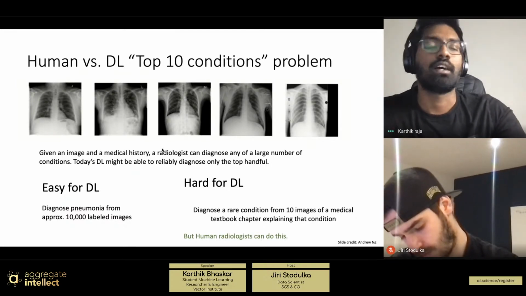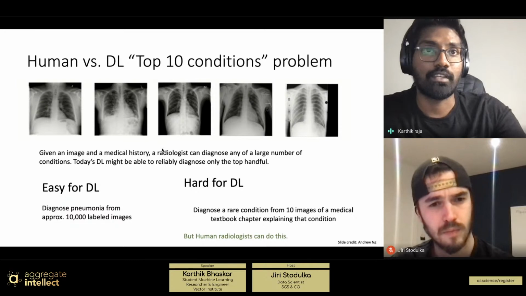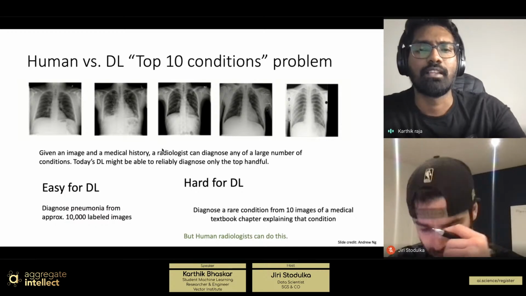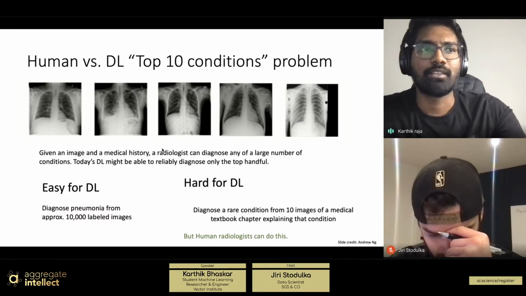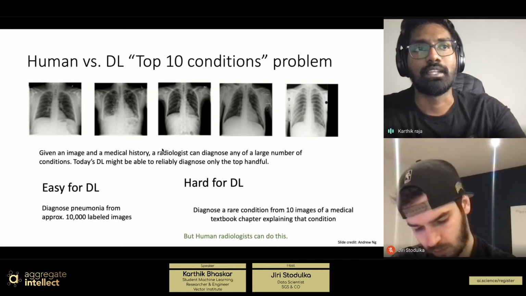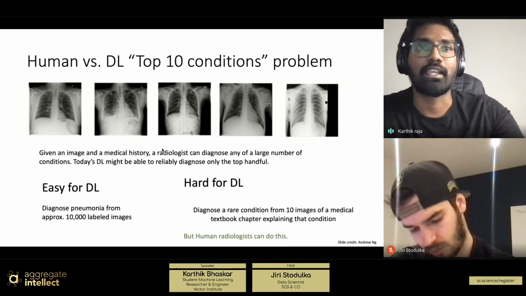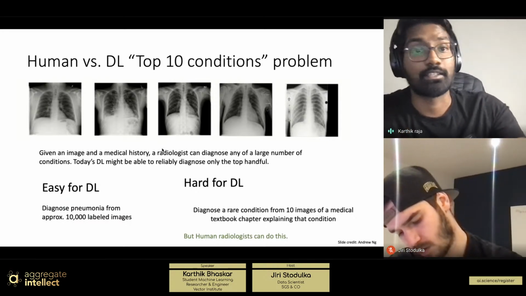Also, there is another problem called human versus deep learning, the top 10 conditions problem. What I mean by that is, if you give an image and a medical history, a radiologist can diagnose any of a large number of conditions, but today's deep learning might be able to diagnose only the top handful. For example, what's easy for a deep learning algorithm is diagnosing pneumonia from approximately 10,000 images, and we can do it in minutes. But what's hard for deep learning is diagnosing a rare condition from 10 images in a medical textbook, given two paragraphs of text explaining that condition. Human radiologists can do this well.